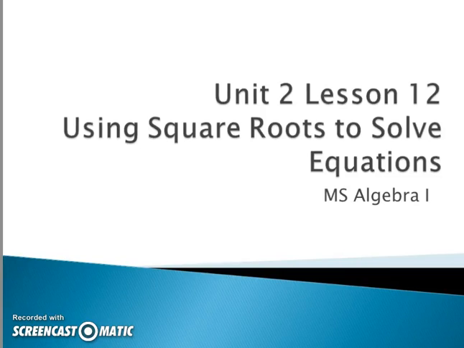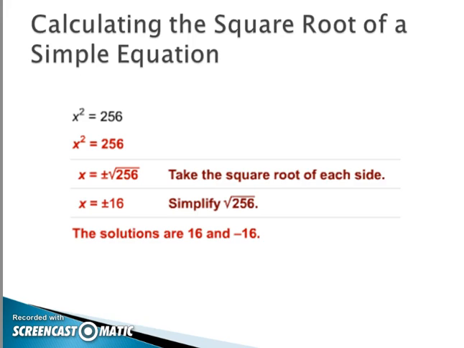Today's lesson is for Unit 2, Lesson 12, using square roots to solve equations. So when you're calculating the square root in a simple equation, for example, x squared equals 256, when you take the square root, think of it as taking the square root of both sides. So the square root of x squared is how we're getting x, and then the square root of 256.